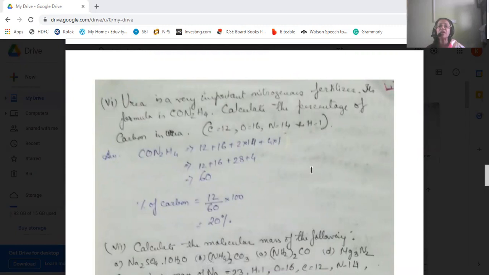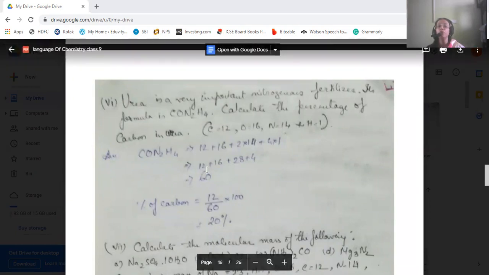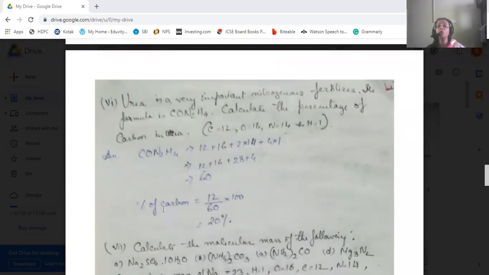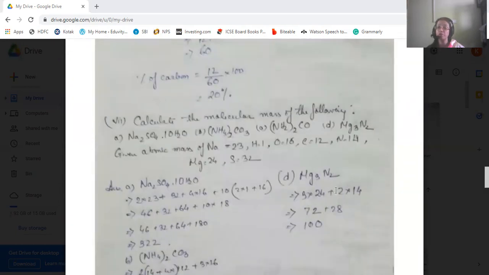Urea is a very important nitrogenous fertilizer and its formula is CON2H4. Calculate the percentage of carbon in urea. So atomic mass is given, C is equal to 12, O is equal to 16, N is equal to 14, and H is equal to 1. So total weight of urea is 60. Then the percentage of carbon, so total weight of carbon in urea is 12, divided by total weight, that is 60 into 100%, that is 20%.